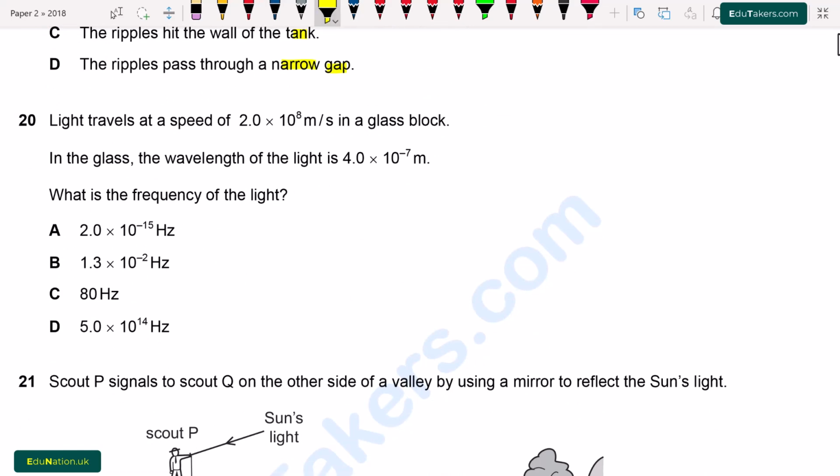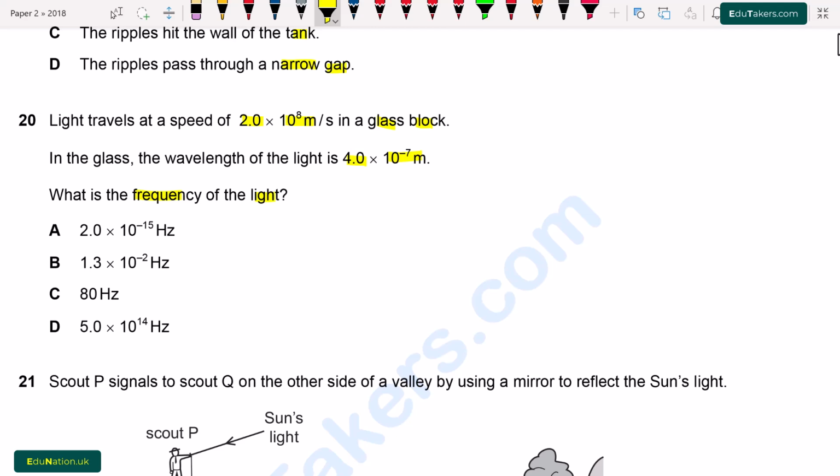Question number 20. Light travels at a speed of 2.0 into 10 to the power 8 meter per second in a glass block. In the glass, the wavelength of the light is 4.0 into 10 to the power minus 7 meter. What is the frequency of the light?